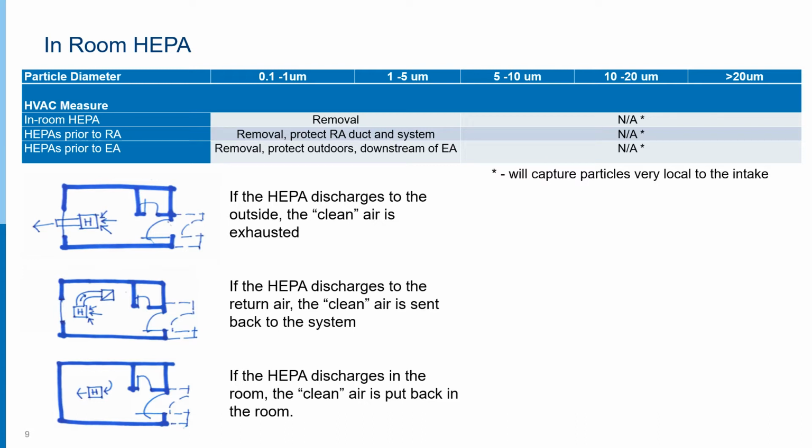The top diagram here shows taking a HEPA filter, cleaning the air, and then dumping it outside, which in my mind is a waste of clean air. The second diagram here shows cleaning the air, then putting it back to the system. Well, the system is already going to dilute the air, so that's not a terribly good use of an air cleaner. The third diagram here shows clean air discharging in the room, and that's great because now you've actually cleaned the air in the room.